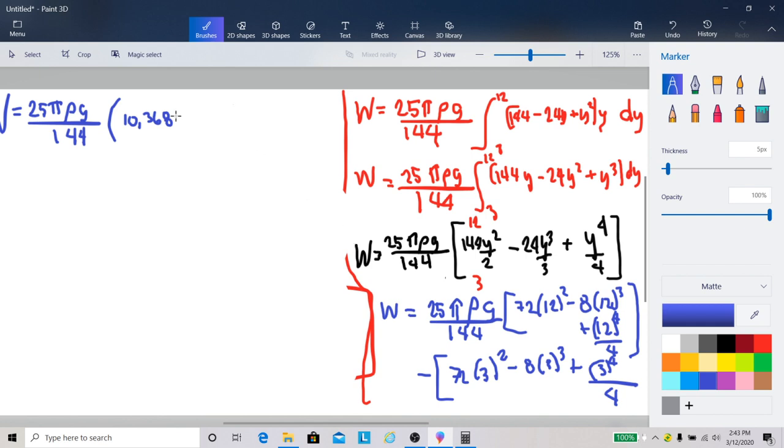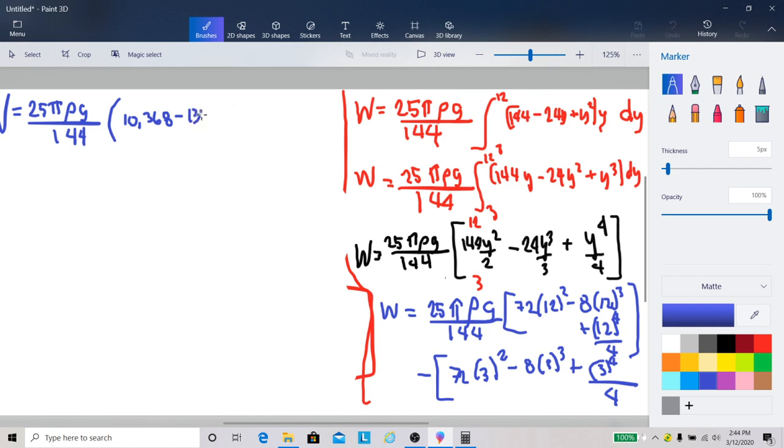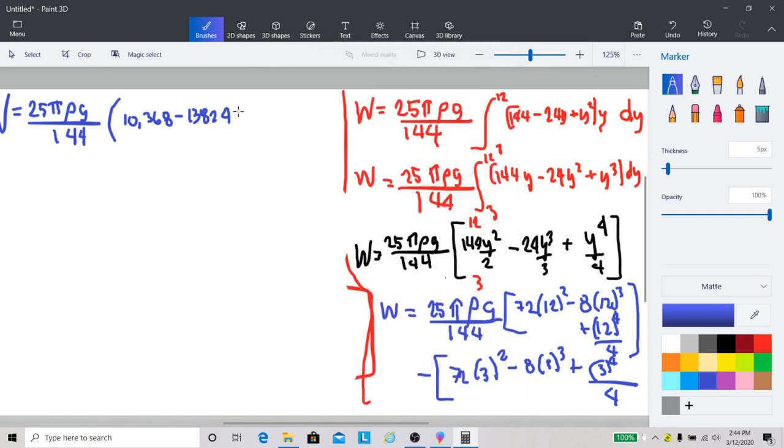The second one is minus 12 cubed times 8, that is 13,824. And then we have 12 to the 4th over 4, 12 raised to the 4th over 4, or that is positive 5184. Okay, so that's positive 5184.